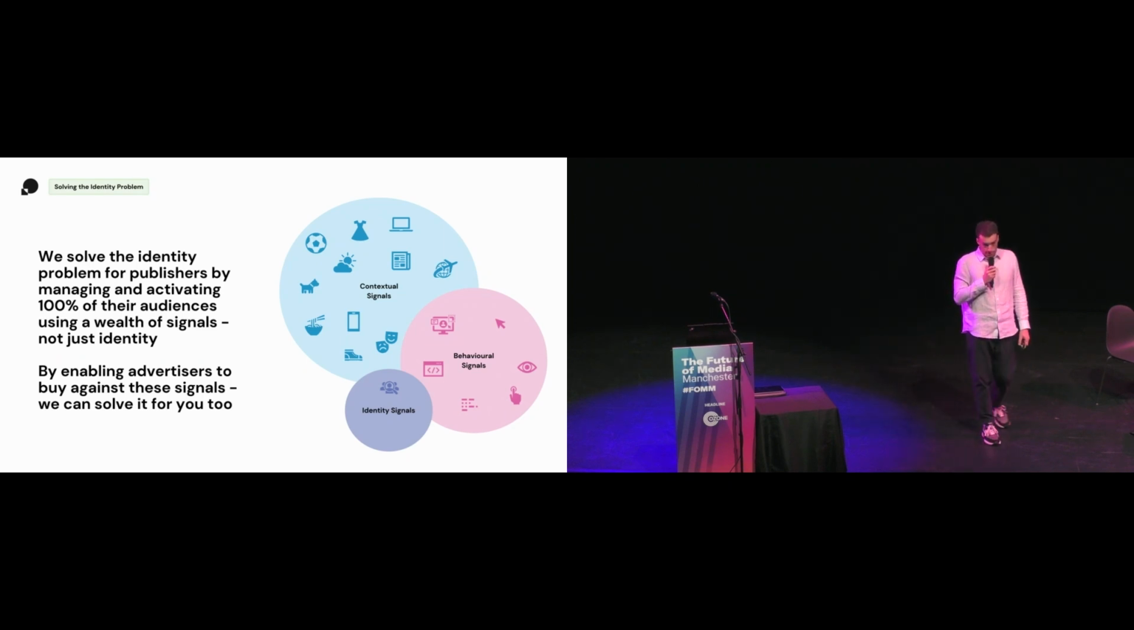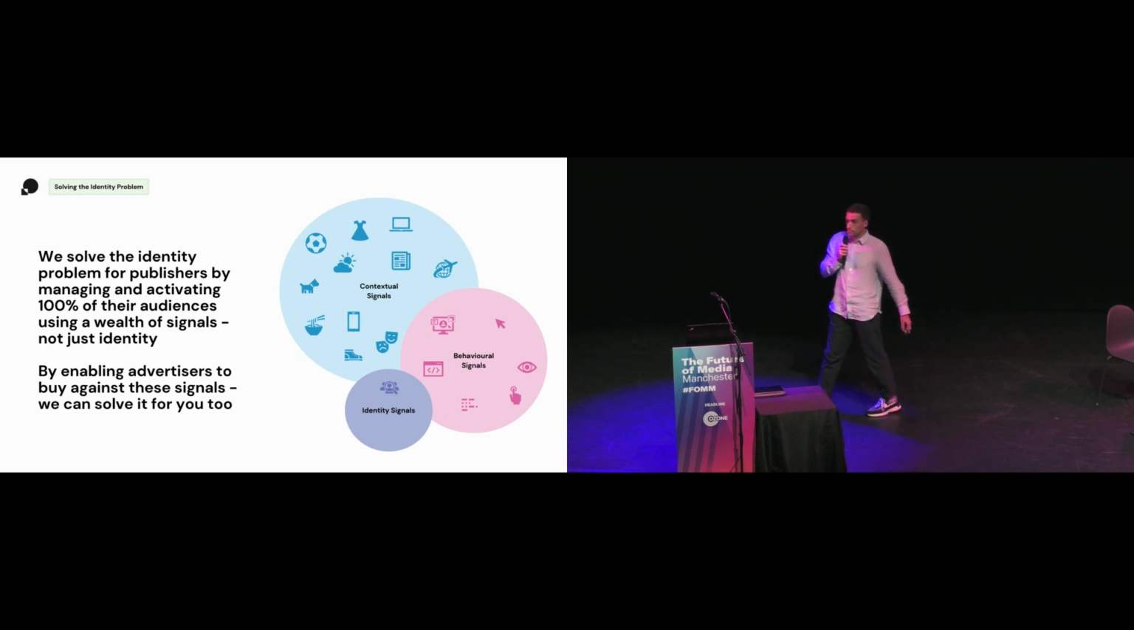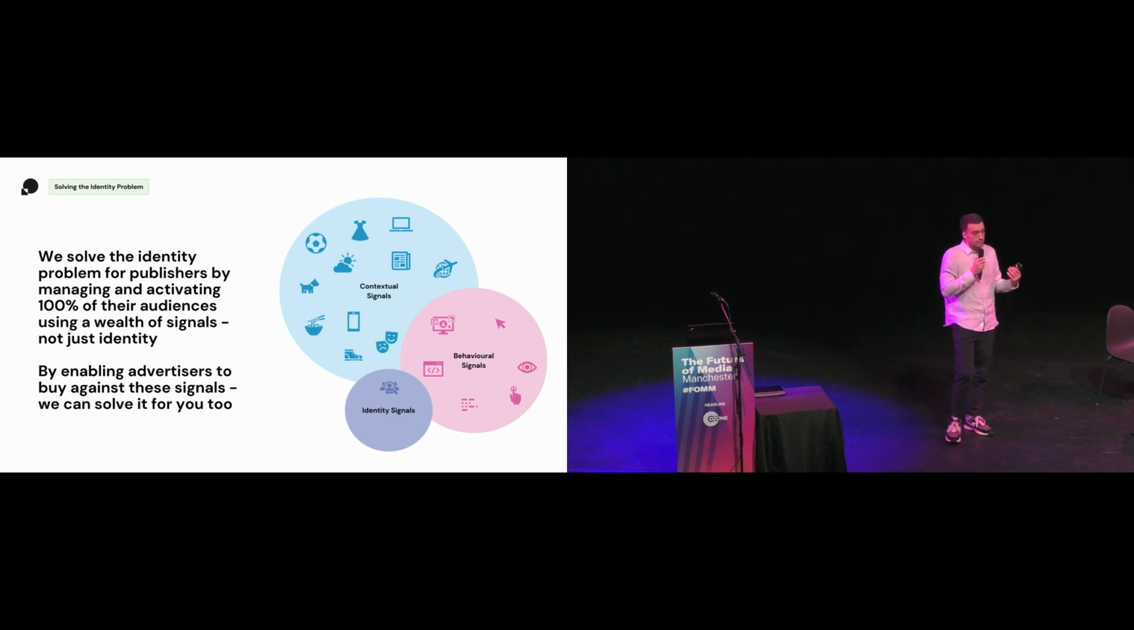Search and social are channels whereby you have the benefit of having a lot of authenticated users, a lot of signed-in users. We're going to call them identity signals. But publishers don't have that same luxury. It's not an inherent part of how their business operates to have logged-in users all the time. So we have to look at the other brilliant signals that publishers have available to them.